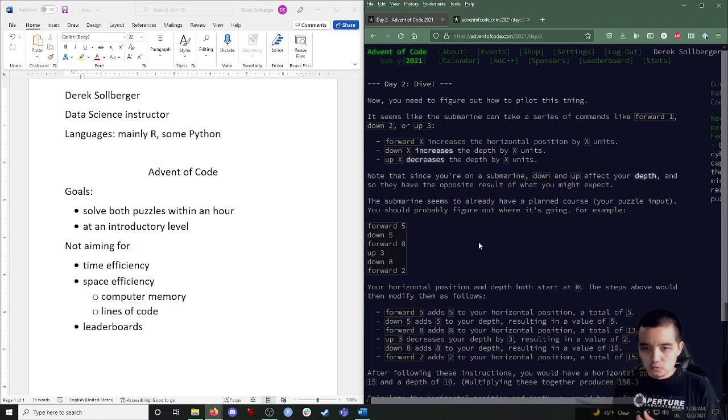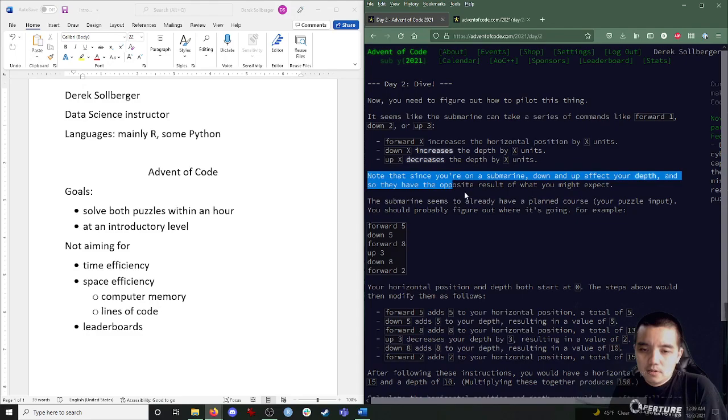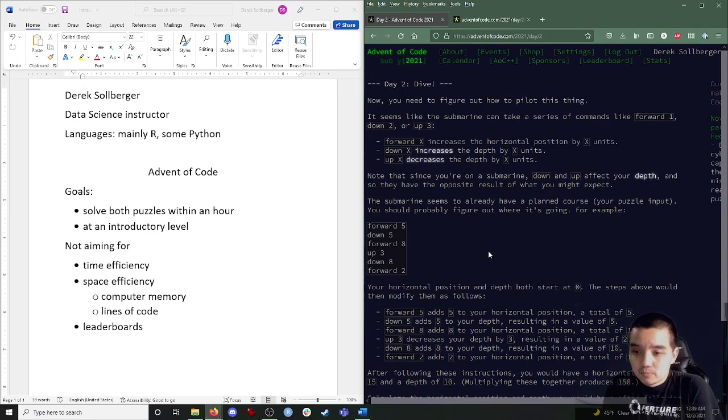Notice that the folks who wrote this problem highlighted the words increases and decreases, to clarify what is meant by the word depth, but sometimes we puzzle solvers got to be careful about the physical orientation of the situation. Note that since you are on a submarine, down and up affect your depth, so they have the opposite result of what you might expect, like we just said. The submarine seems to already have a planned course, which will be your puzzle input. You should probably figure out where it's going.